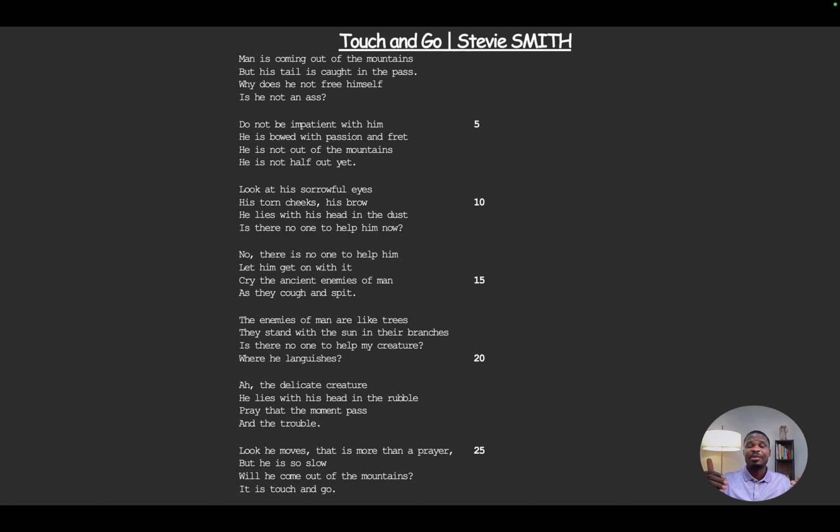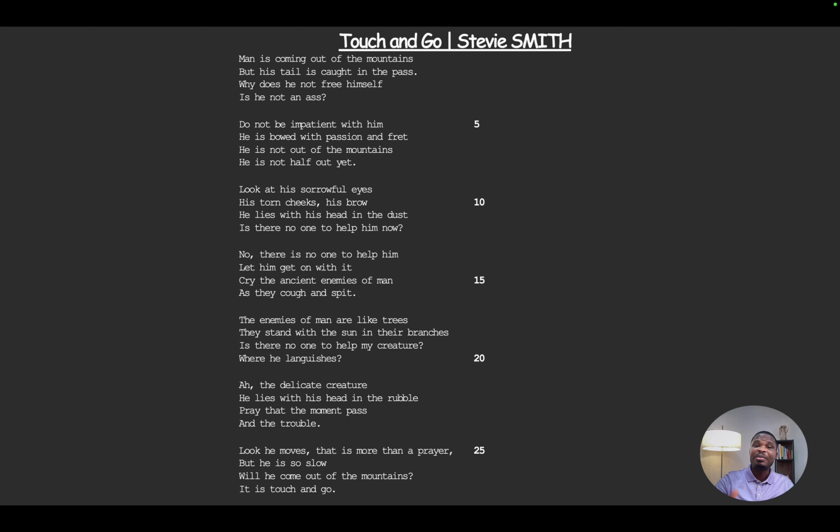In terms of the summary, the poem is about a speaker who is talking about man's condition, the fact that man has primitive tendencies, but is coming out towards enlightenment, but then he's caught by his tail. So essentially, man is enlightened and semi-primitive. And there's this wish for man to come out and become totally enlightened. So that essentially is the summary of the poem.